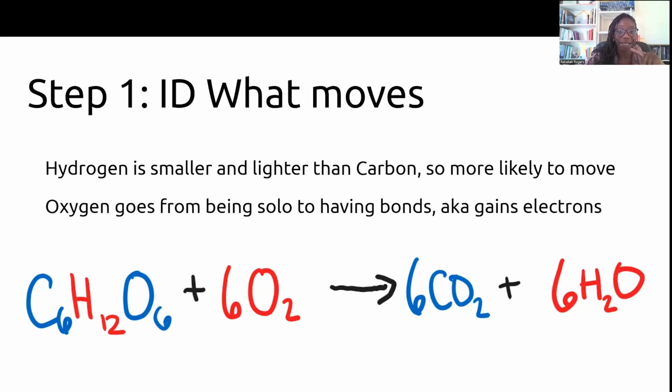I can also identify that the oxygen goes from just being an element, so it has no charge by itself, to having bonds, meaning it's bound to something now. And in order for the oxygen to have bonds without changing the overall formal charge of the oxygen, that means the oxygen had to take on some electrons as well. So from there, I know if one has to be oxidation, the other has to be reduction.